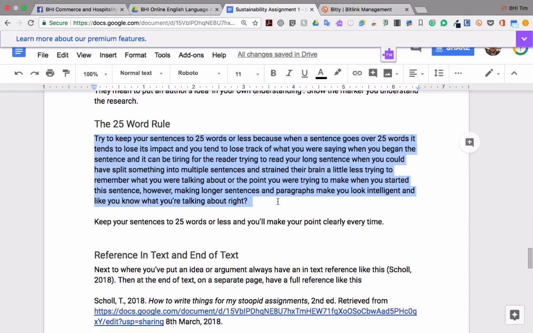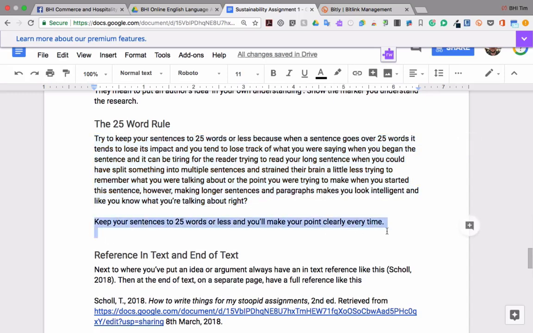And it can be tiring for the reader to try and read your long sentence when you could have split something into multiple sentences and strained their brain a little less, trying to remember what you were talking about or the point you were trying to make when you started this sentence. However, making longer sentences and paragraphs makes you look intelligent and like you know what you're talking about, right? I could have said the exact same thing. Keep your sentences to 25 words or less and you'll make your point clearly every time.